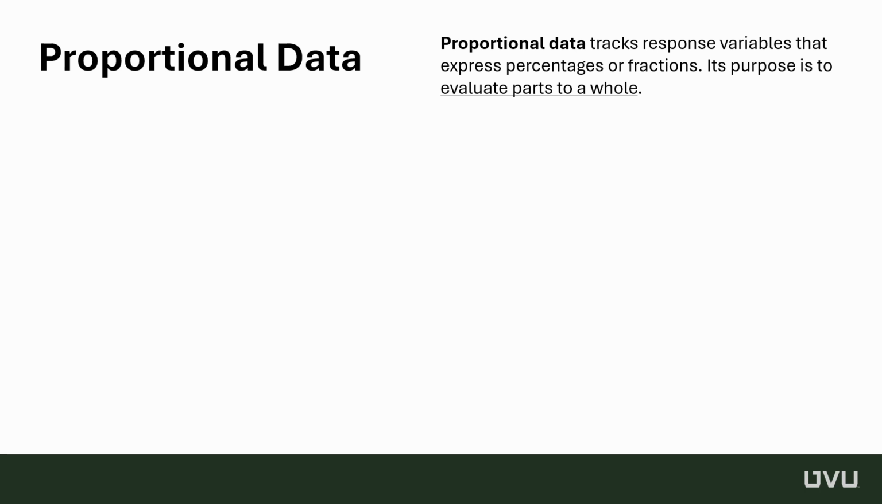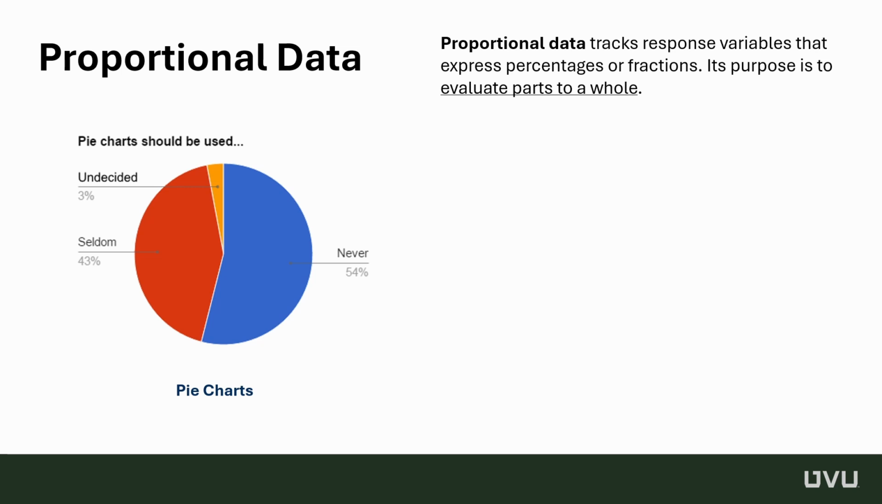The last type of visual we'll consider in this video involves proportional data, which reflects parts of a whole, such as percentages or fractions. We want to see the frequency of a response relative to all other responses. The first type of visual that relates to proportional data is a pie chart. Now you've got to be careful with these.